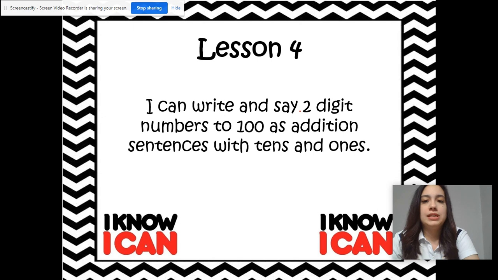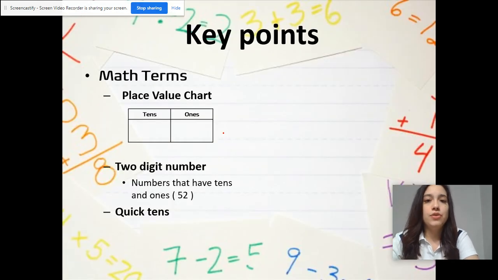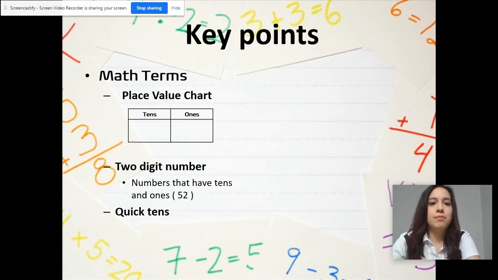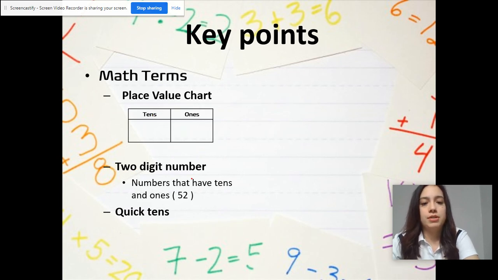So remember what we said, that 2-digit numbers is just a fancy way of saying numbers that have 10s and 1s in them. So in order to succeed with our learning goal, these are the math terms. Remember that we're still going over place value chart, which we should already know with 10s and 1s. 2-digit number, like I said before, it's a fancy way of saying numbers that have 10s and 1s. For example, like 52. 52 has 5 10s, 2 1s. So it's a 2-digit number. And quick tens, right? It's the way we draw 10s and 1s.